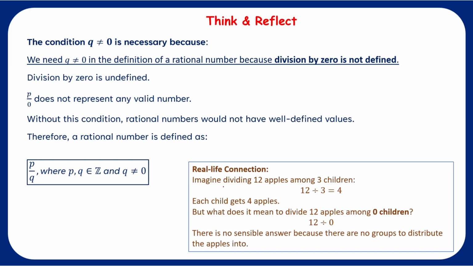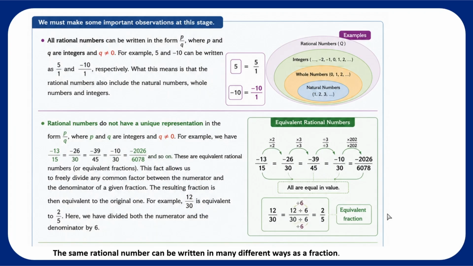So, a real life connection: imagine dividing 12 apples among three children. 12 divided by 3, so each one gets 4 apples, correct? But what does it mean to divide 12 apples among 0 children? 12 divided by 0. There's no sensible answer to this question because there are no groups to distribute the apples into. Hence it is undefined, and that's the reason we shouldn't have the denominator q be 0. Here are a few important observations at this stage.